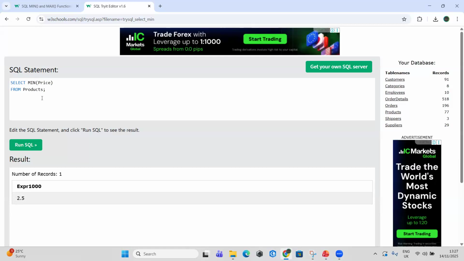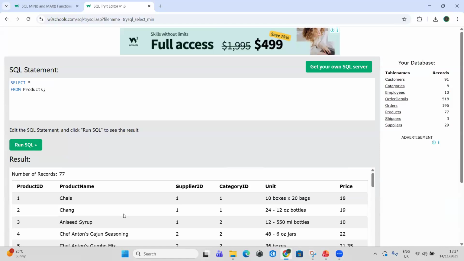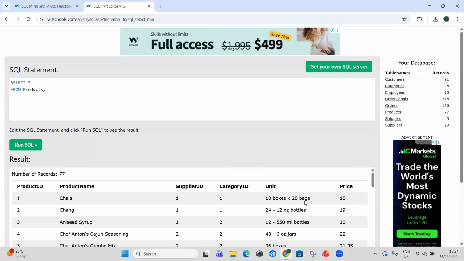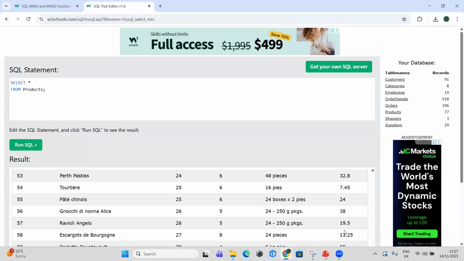Let me check the contents of the table. Select star from products, all the products. So this is the table: product ID, name, supplier, and here it was price, and 2.5.